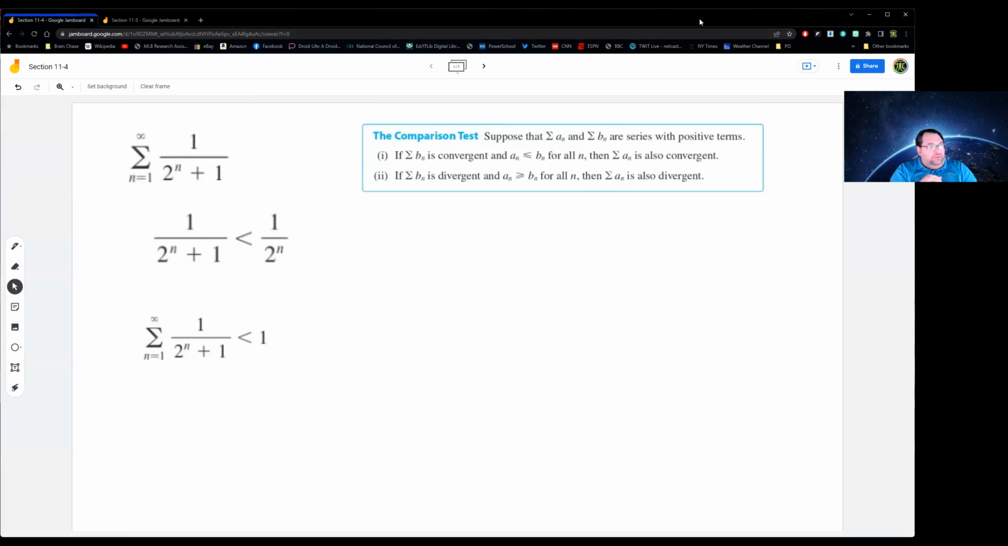All right, so when we're trying to figure out convergence and divergence, we've talked so far about looking at the geometric series. We've talked about the test for divergence. We've talked about the integral test. And we've talked about the p-series. So tonight we're going to add the comparison test, the limit comparison test, and the alternating series test.